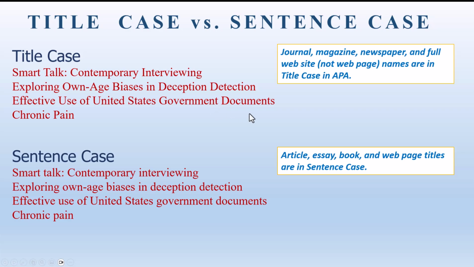So the rule in APA style is that only journal titles and journal-like things like magazines or newspapers, journal titles are always in title case. So are full website titles. That is not the same as a plain old web page title. Okay, so most of the time what you're going to be dealing with is only journal titles being in title case. Everything else, the article title, the essay title, the book title, the title of the web page, all of those things are in sentence case.